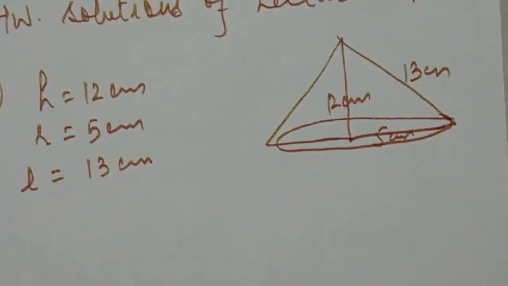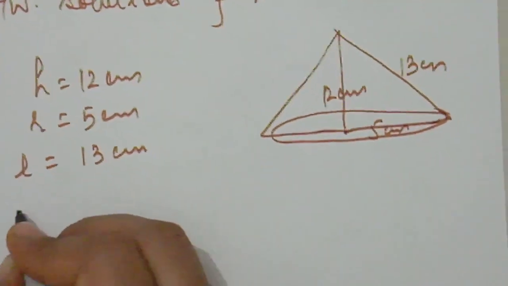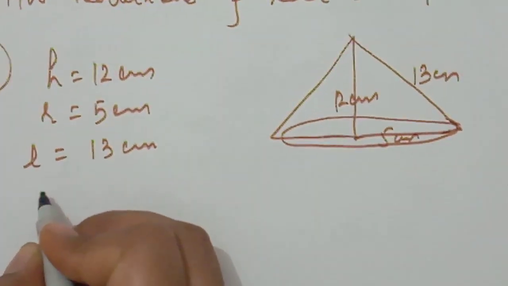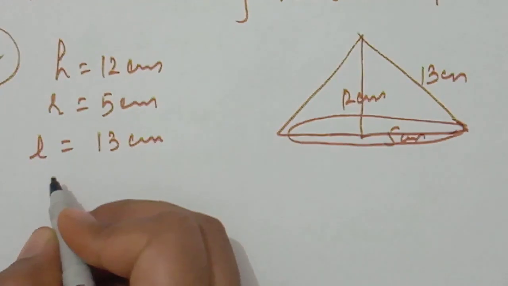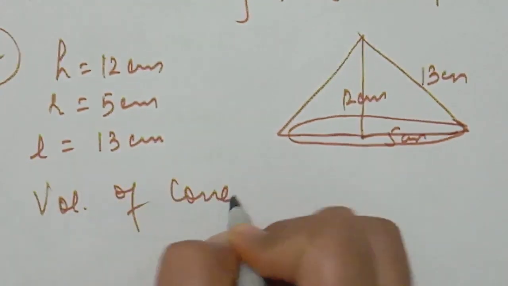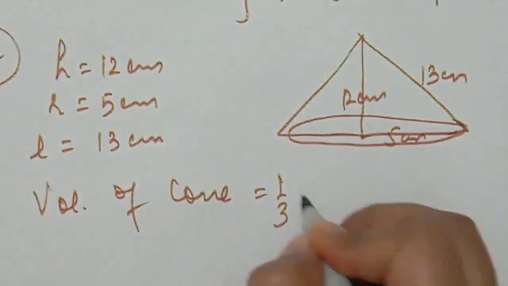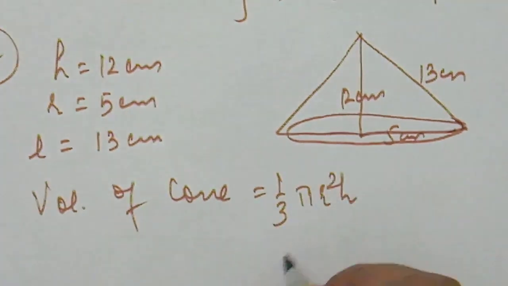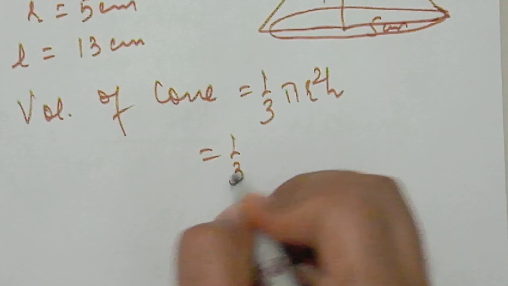According to the question, we have to find the volume only. So volume of cone. Volume of cone is 1/3 pi r square h. So we will put the values.